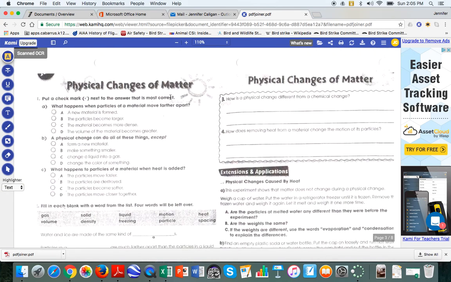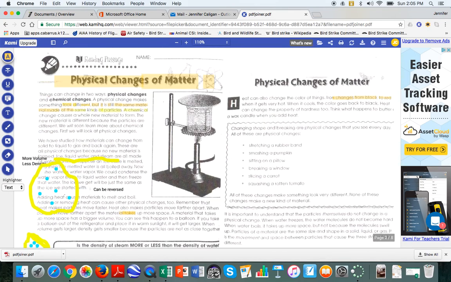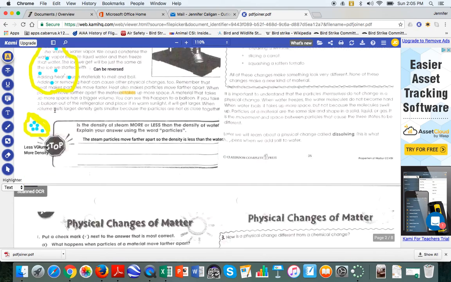All right, so coming on down to the back page. Let me flip over and find mine. All right, put a check mark beside things. What happens when particles of material move farther apart? So go back up here where I made these notes, and there is your answer. You have a bigger volume and smaller density.